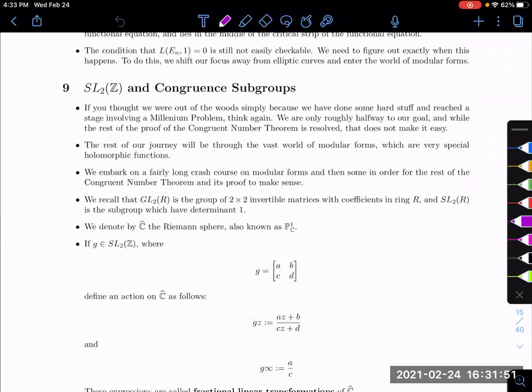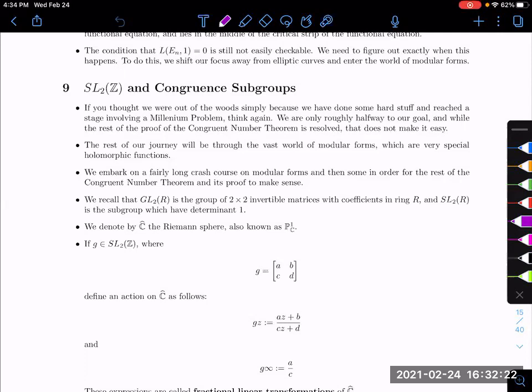So if you thought we were done simply because we've done some hard things, some hard theorems have come up, and we've reached the stage involving a millennium problem, then think again. We're roughly halfway to our goal. And while the rest of the proof of the congruent number theorem is resolved in the sense that it doesn't rely on any conjectures or unproven theorems, that doesn't make it easy. There are quite a number of hard theorems still in our way, although they are known.